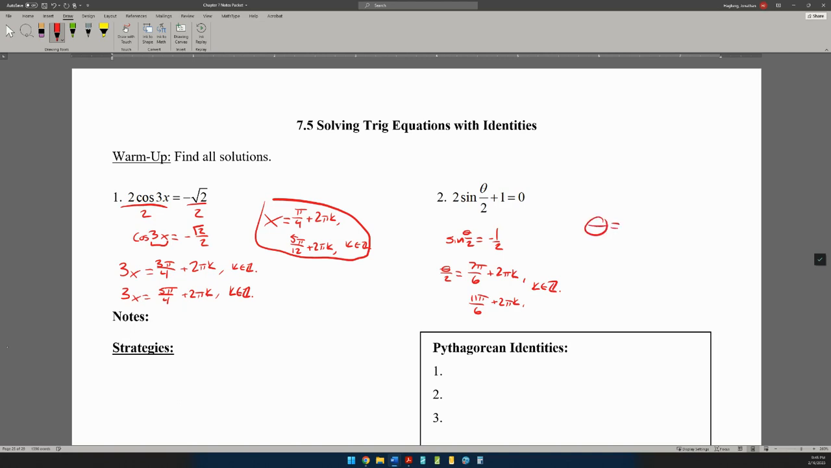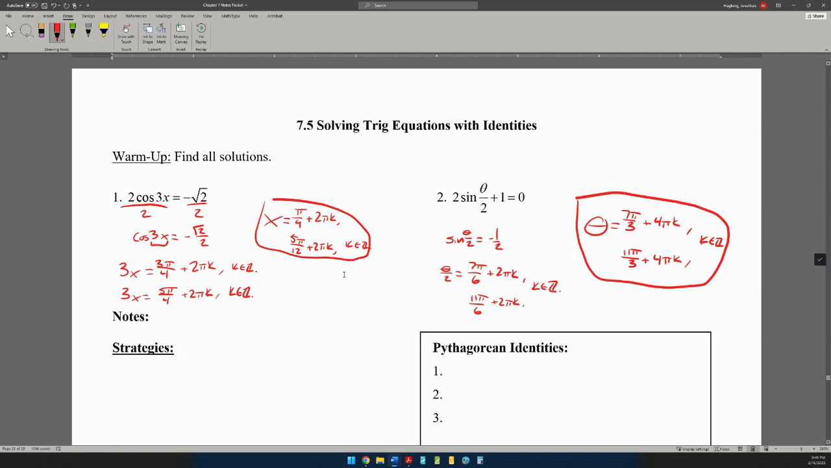So we get theta is equal to 7 pi thirds plus 4 pi k, and we get 11 pi thirds plus 4 pi k. And again, that's where k is an integer. All right. So that's our warm-up.